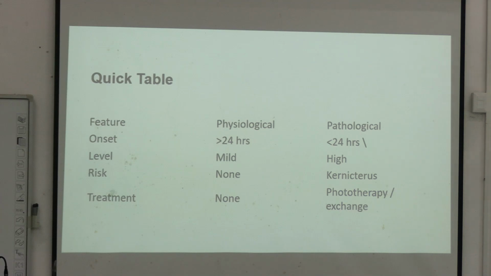Now, the difference between physiological jaundice and pathological jaundice. Onset: physiological jaundice more than 24 hours, pathological jaundice less than 24 hours. Bilirubin level: mild increase versus high increase. Risk: in physiological jaundice, no risk. But in pathological jaundice, there is always a risk of kernicterus. Treatment: no treatment needed in physiological jaundice, but treatment is needed in pathological jaundice, that is phototherapy or exchange transfusion.